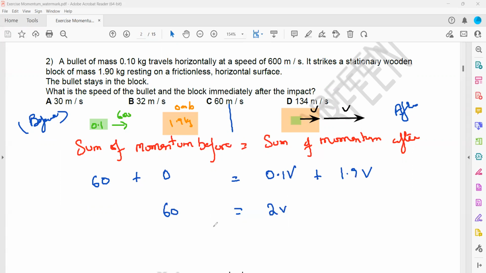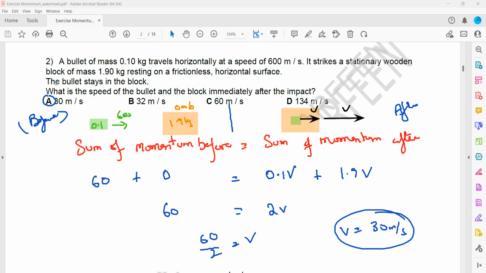2 is multiplied, on the other side it will be divided. So it will be 60 divided by 2. So 60 divided by 2 means we'll get 30 meter per second. That is the speed at which the bullet as well as the block will move.